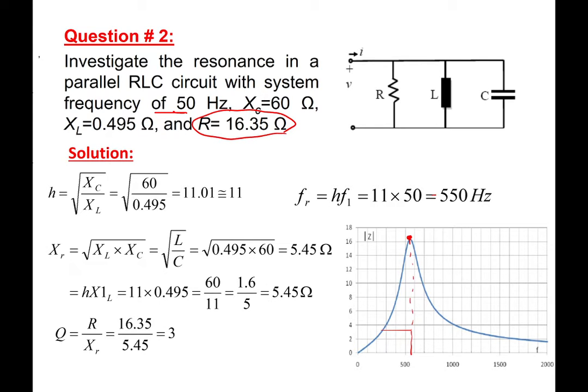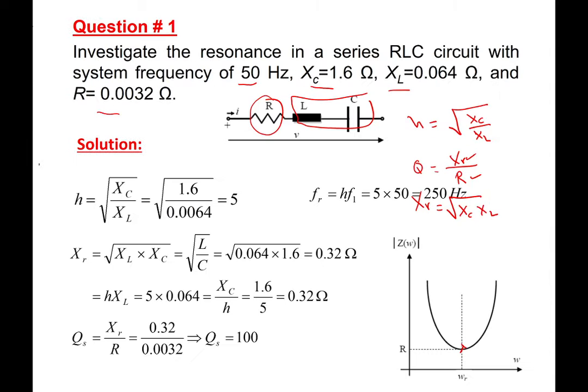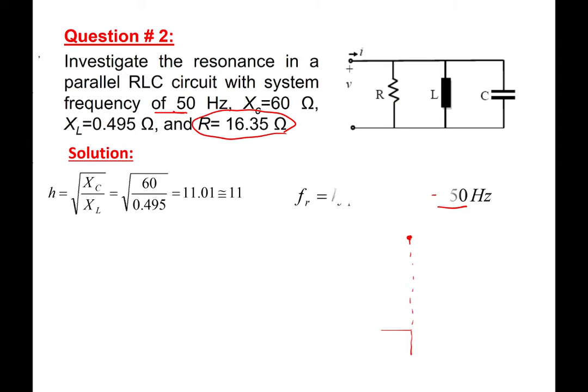So at 550 Hertz, the impedance will be maximum. Whereas in the series resonance, it is the other way around. At resonance, the impedance will be minimum. Over here, the impedance will be maximum.